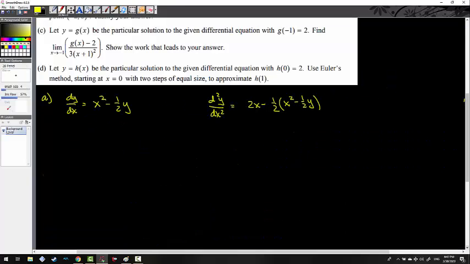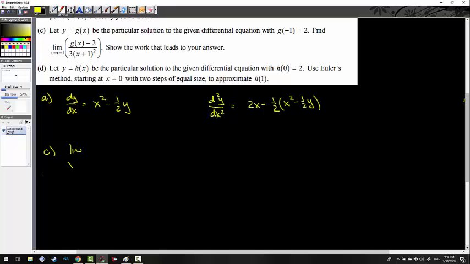We are now ready to move on to part C. Now, if you notice, I left the first and second derivatives up here because I feel like we're going to need them. It says, let y equals g of x be the particular solution to the differential equation with g of negative 1 equaling 2. Again, just like part B, we have not been asked to separate terms and solve for anything. So unless they actually say, hey, dude, separate those terms, I'm not separating anything. The question is, find the limit as x goes to negative 1 of this nonsense and show the work that leads to the answer.